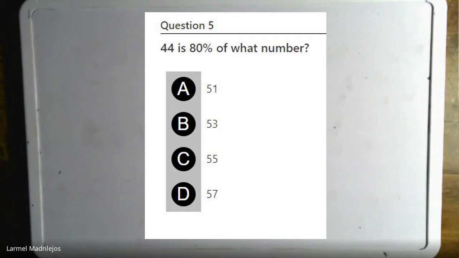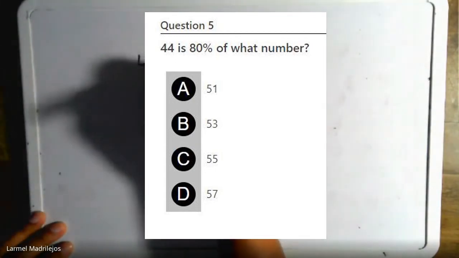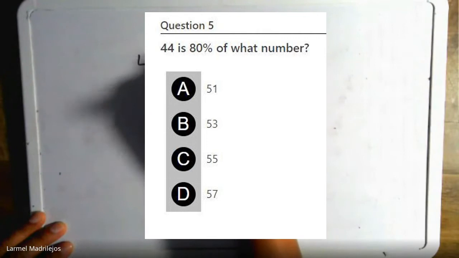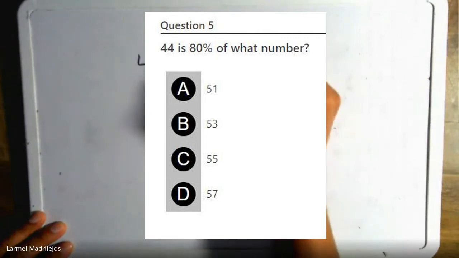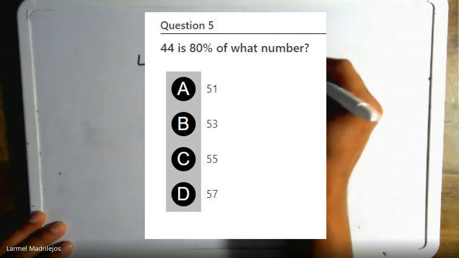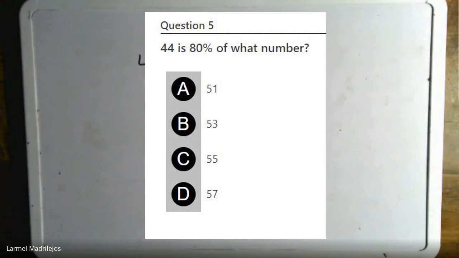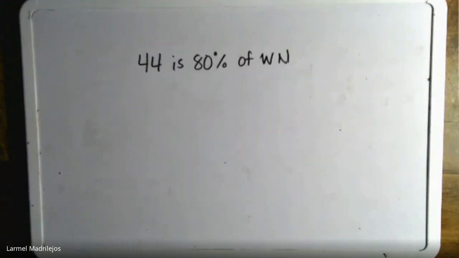The next example is example number 5. It says here, 44 is 80% of what number? Choices are A is 51, B is 53, C is 55, and D is 57. Let's do it this way.